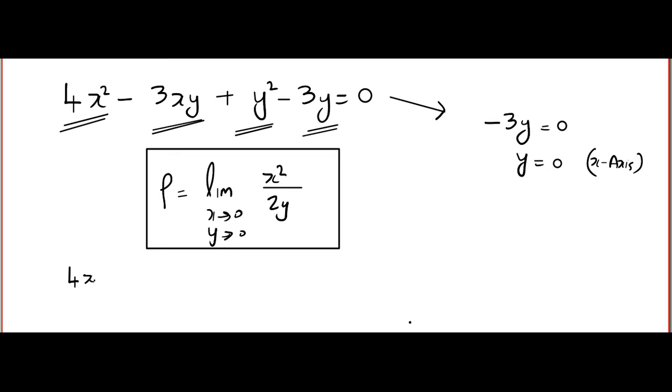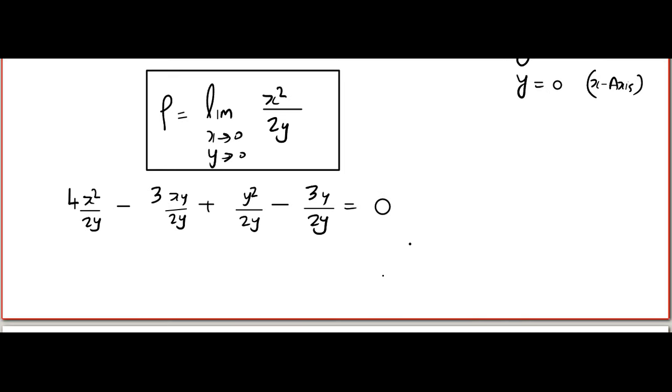So 4x squared by 2y minus 3xy by 2y plus y squared by 2y minus 3y by 2y is equal to 0 divided by 2y, that will be 0. Okay. Now let's simplify a little bit. I think this will get cancelled, this will get cancelled, this will get cancelled. So now let's do one thing. Take limit throughout the expression.